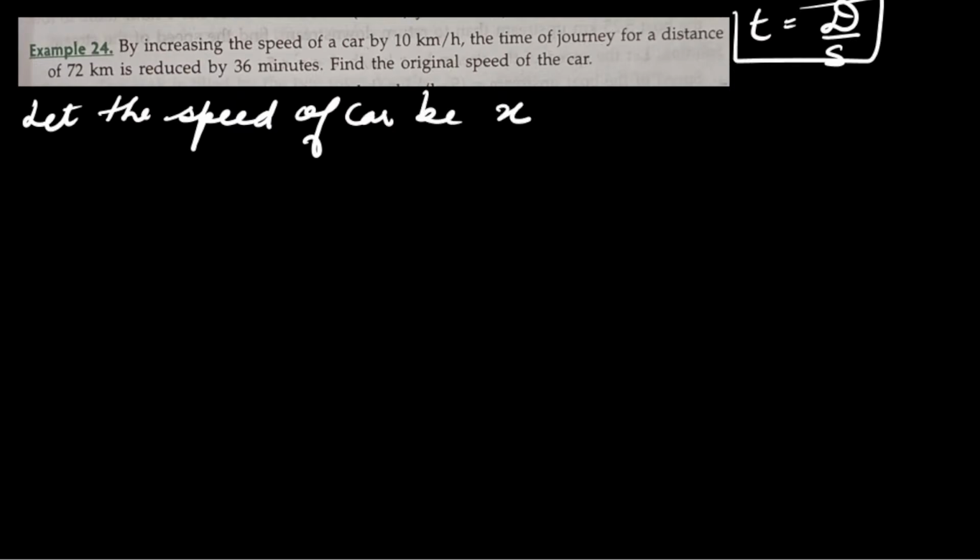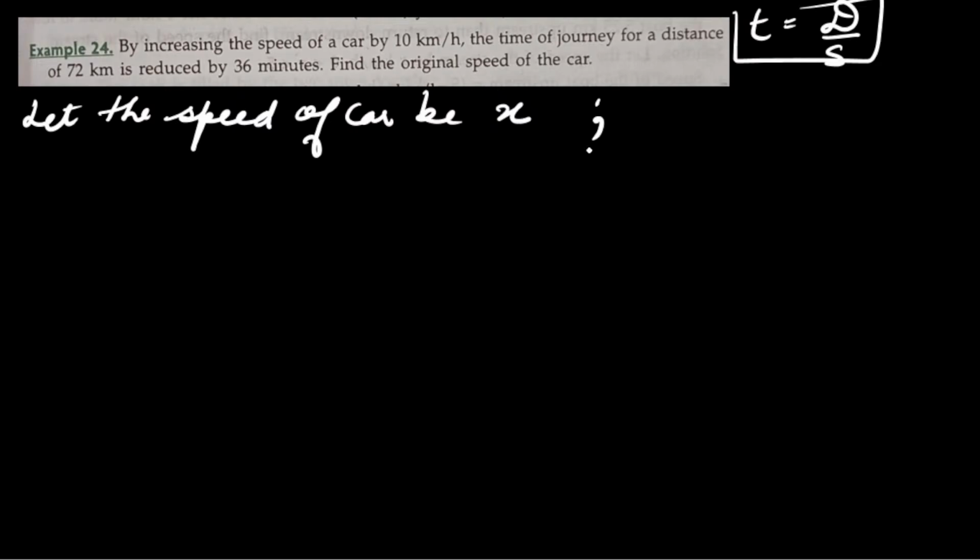So the question is: by increasing the speed of the car by 10 kilometers per hour, the time for a journey for a distance of 72 kilometers is reduced by 36 minutes. Find the speed of the car. First of all, whatever we have to find, we'll assume as x. So let the speed of the car be x.